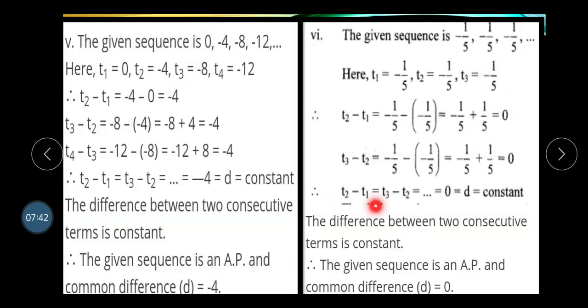So T2 minus T1 equal to T3 minus T2 is 0, that is constant. The difference between two consecutive terms is constant. Therefore, the given sequence is an AP and the common difference is 0.